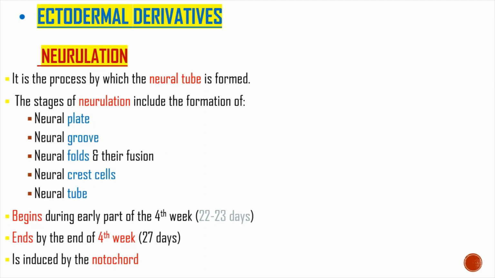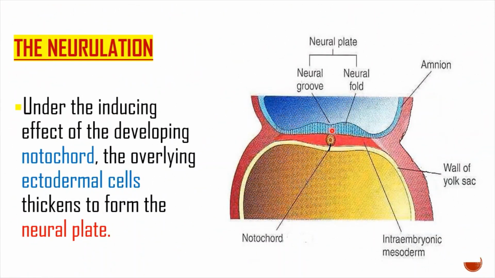So this is what happens. The notochord, which is here, will induce the ectodermal cells here to thicken. When they thicken, they form what we call the neural plate. Then this neural plate will form the neural fold and the neural groove. So under the effect of the developing notochord, the underlying ectodermal cells thicken to form the neural plate. So just on top of the notochord, there's a neural plate that is formed.